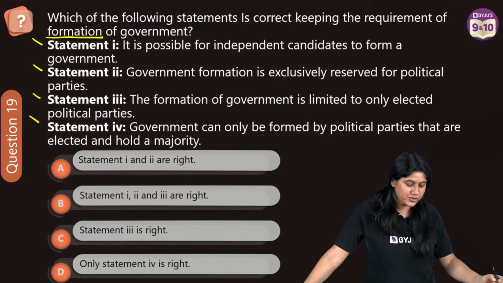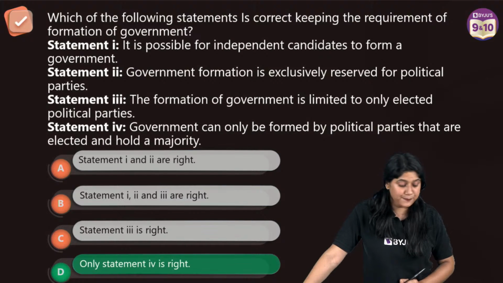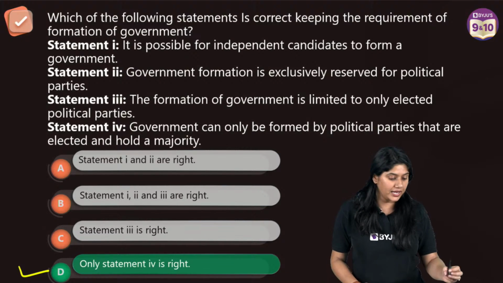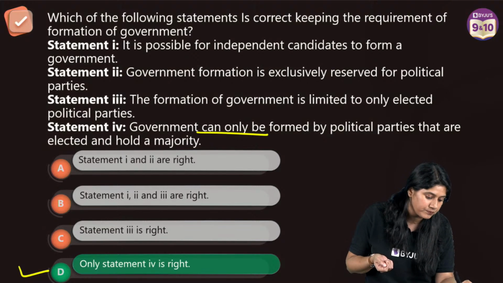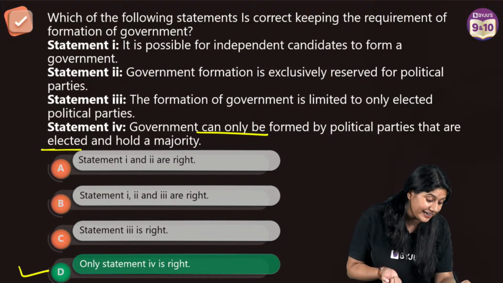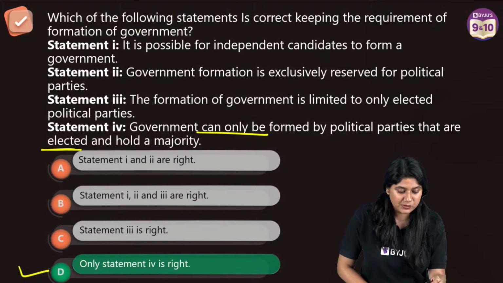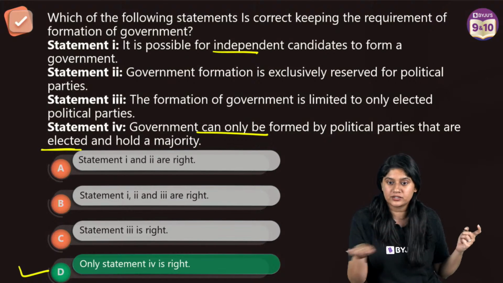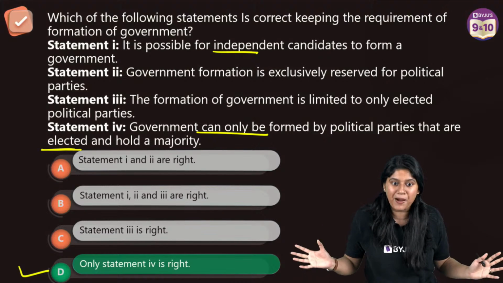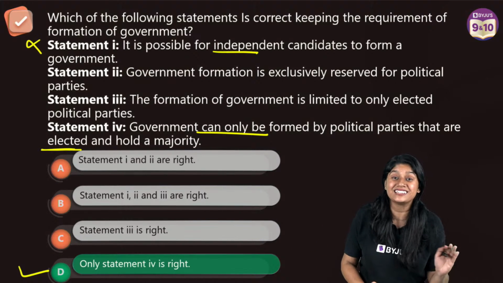Yes, everyone. Option number D is the correct answer, which is absolutely correct. We know that the government can only be formed by political parties that are in the majority, first of all, and that are elected, right? Is it possible for an independent candidate to form the government? No. A single candidate cannot form the government. It needs a party, right? So statement A is incorrect.